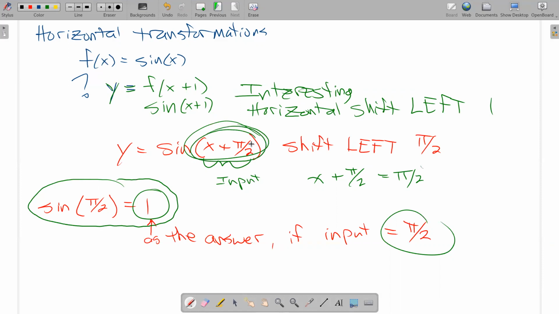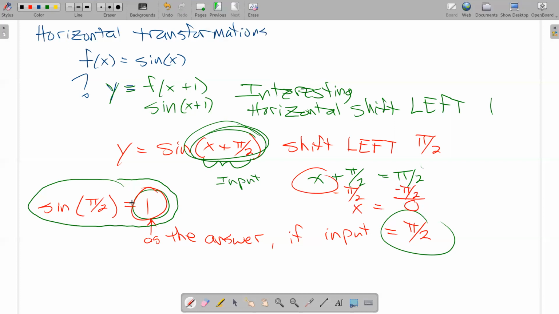I replace the x with x plus pi over 2. So when is x plus pi over 2 going to be equal to pi over 2? Subtract pi over 2 to solve for x. Pi over 2 minus pi over 2 is 0. So that tells me x has to be 0. So if I plug in 0 here, I will get that peak of 1. And that's what happened on the graph.